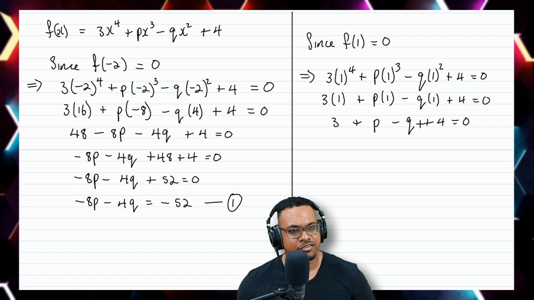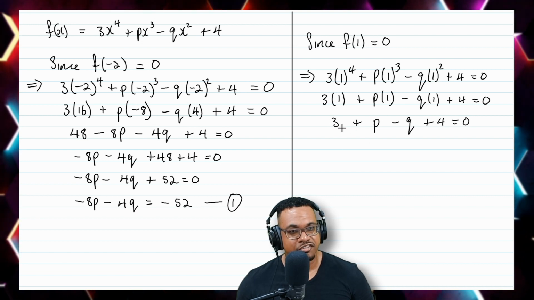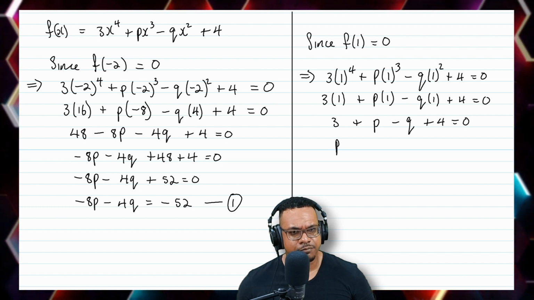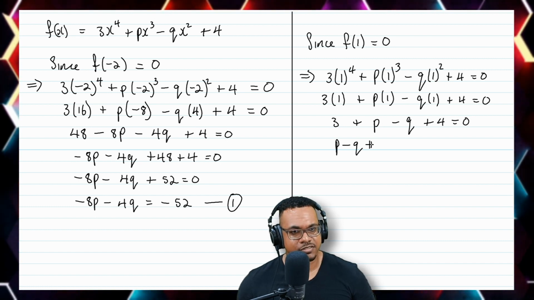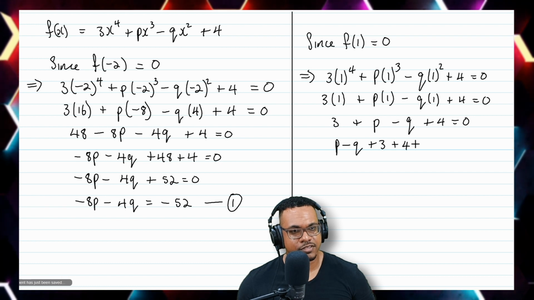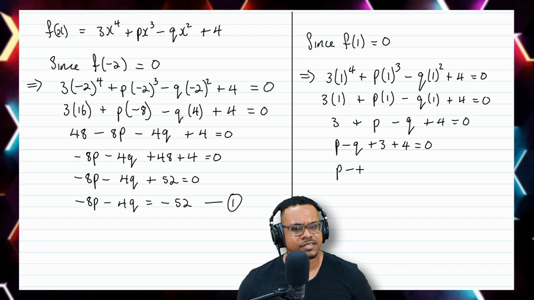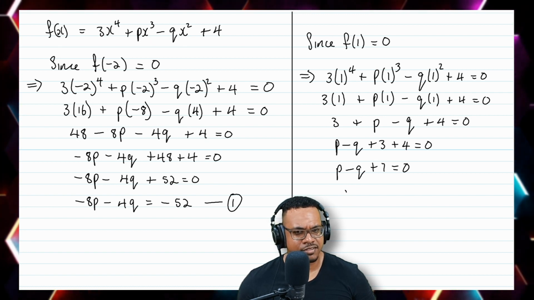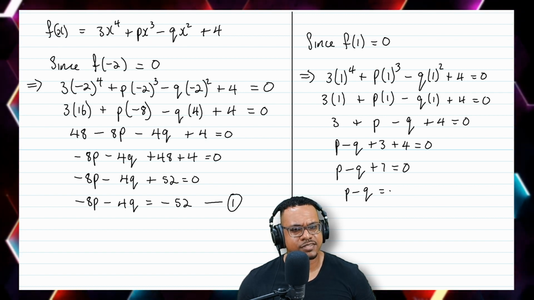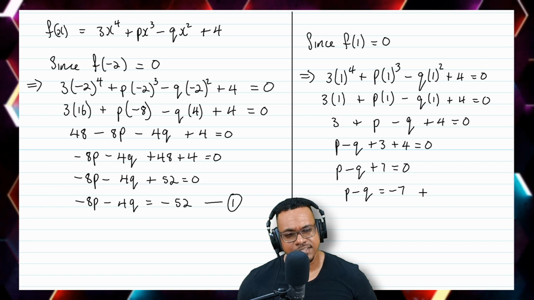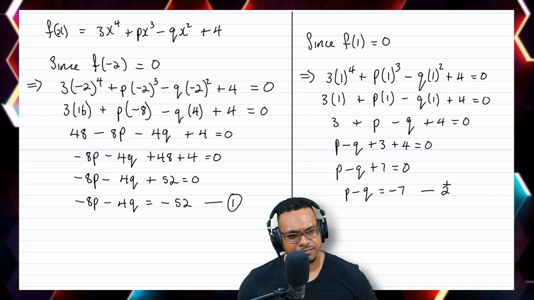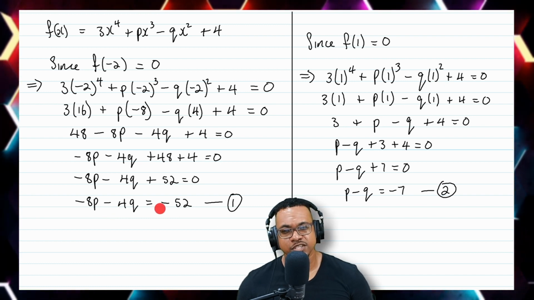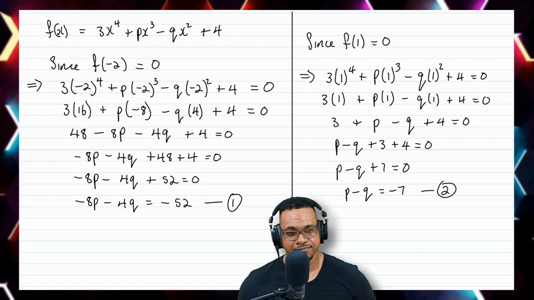So what we could do is bring the 3 and the 4 together, or we could carry 3 and the positive 4 across the equal sign one time, but I'll bring them together first. So we have P take away Q, then positive 3 plus 4 is equal to 0. So that's P take away Q plus 7 is equal to 0, carry across the positive 7. So we have P take away Q is equal to negative 7. And that's my second equation. So now I have these two equations which I can use to solve simultaneously.